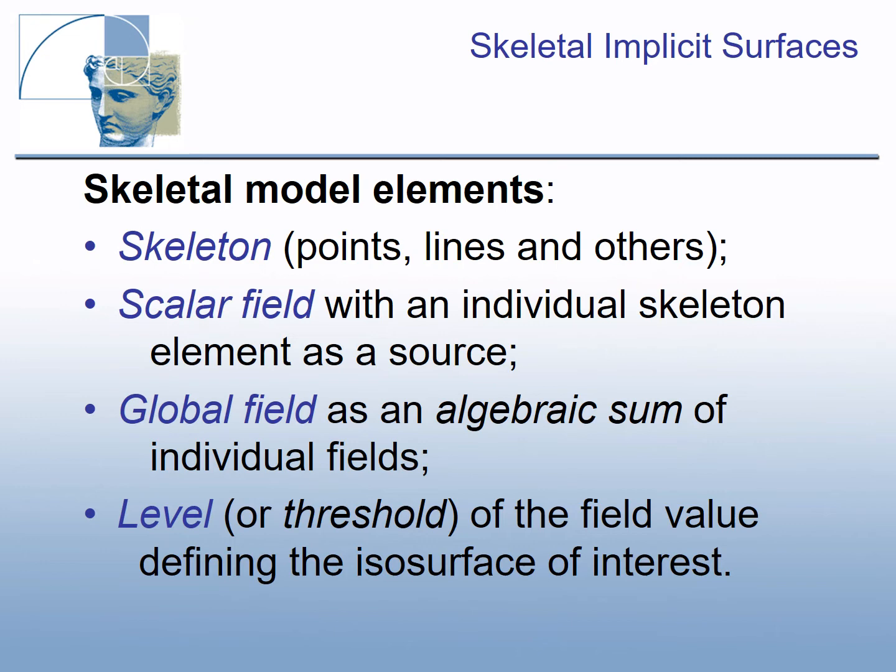There are several skeletal model elements which will be illustrated later. Skeleton can include points, lines, and other skeletal elements. Scalar field with an individual skeleton element as a source. Global field is an algebraic sum of individual fields. Level or threshold of the field value defines the isosurface of interest.